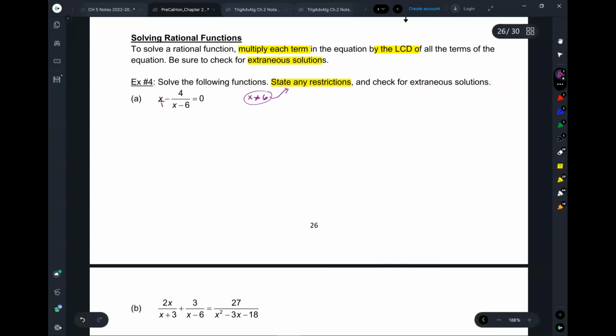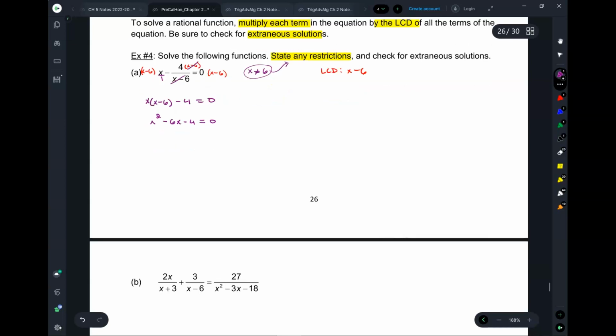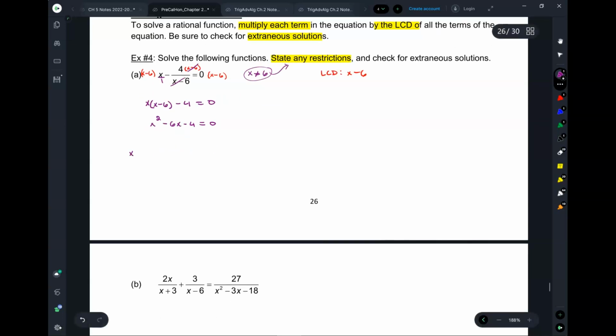So if this is x over 1, the common denominator between the 1 and the x minus 6 is x minus 6. And so we multiply every single term by x minus 6, even the 0, okay? For technicality's sake. So here, we're going to get x times x minus 6. The x minus 6 is canceled there, so minus 4 equals 0. And now look, it's just an algebraic equation. X squared minus 6x minus 4 equals 0. Sadly, we can't factor that one. So quadratic formula to the rescue.